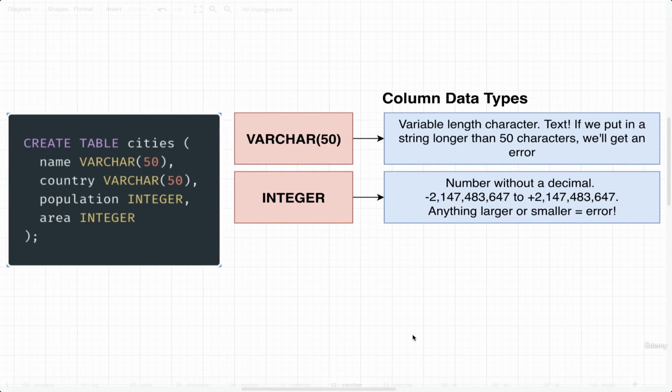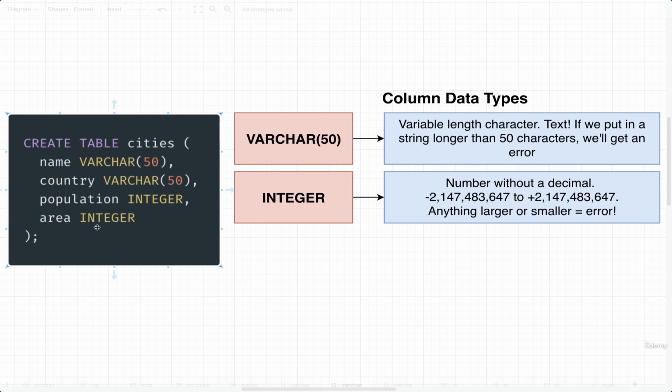Varchar 50 is short for variable character. You can think of this essentially as a string. It is a string of characters. The 50 in there means that we never expect to try to store a string longer than 50 characters. If we ever try to insert a city with a name or a country longer than 50 characters, then Postgres is going to give us an error. So the number on here is just restricting the length of string that we can put into this field.